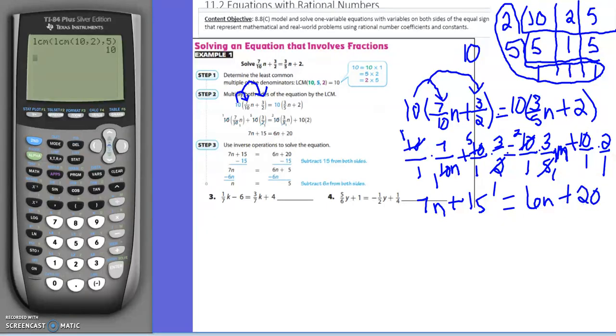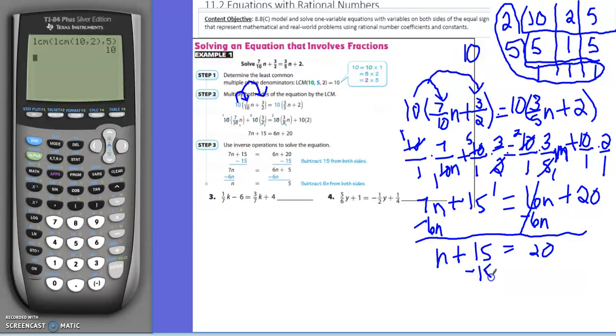Okay, the first thing is to isolate the variable. So we want the n's to one side and the constants to the other side. I'm going to get rid of 6n from both sides. This cancels out. 7n minus 6n is n. Then I'm going to get the constants to one side. The way that I'm going to do that is I'm going to subtract 15 from both sides. 20 minus 15 is 5. So n equals 5.